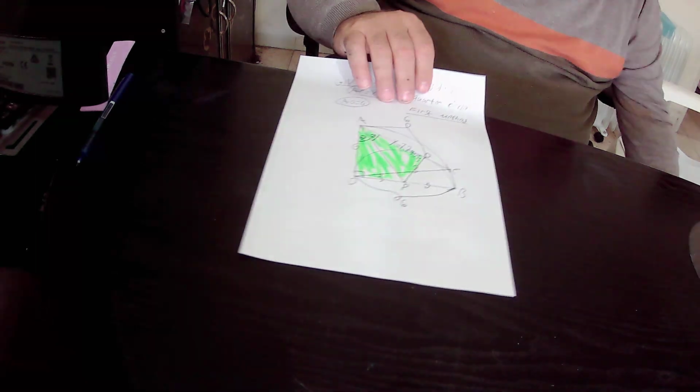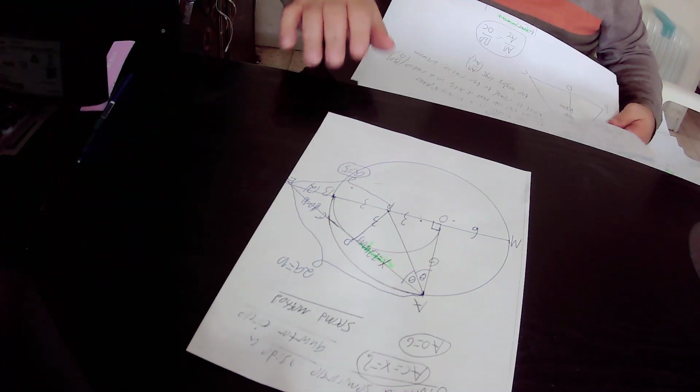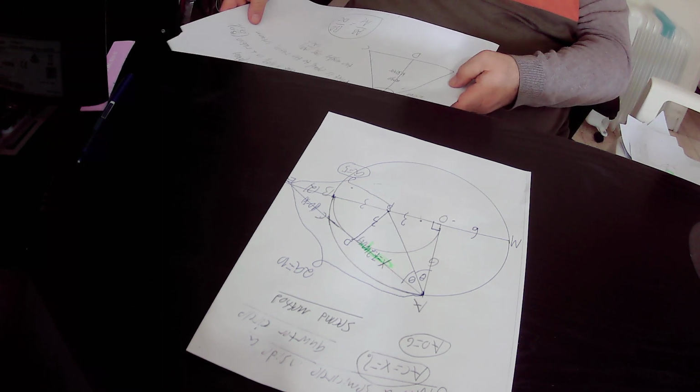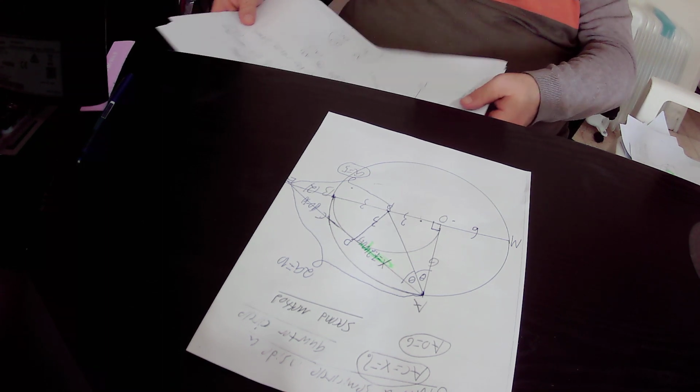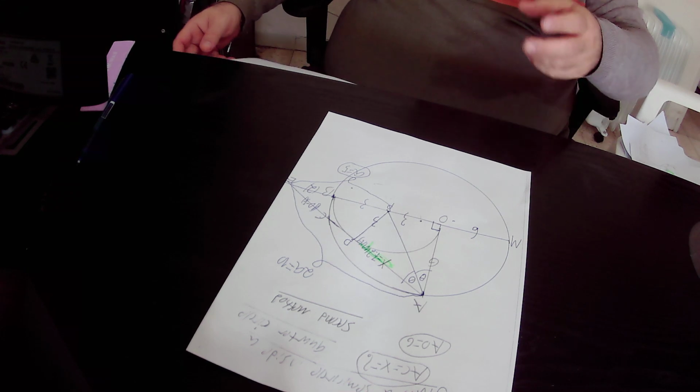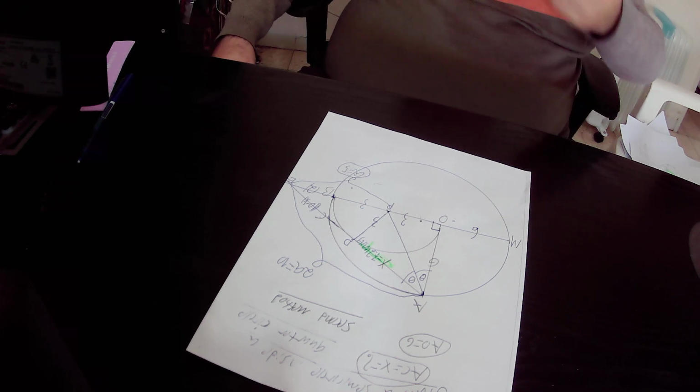We finished with the first method, then I presented to you how to find the value of line segment x according to the second method. In the second method, we used the things that we have already found out in the first method.